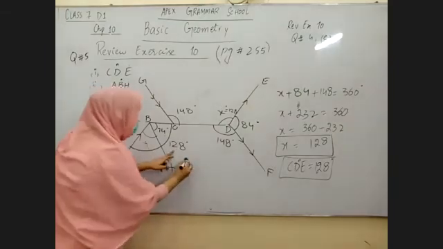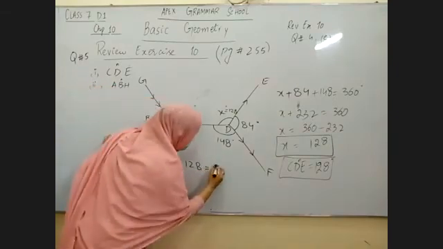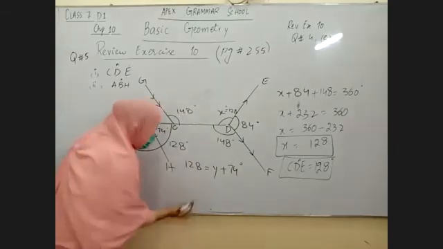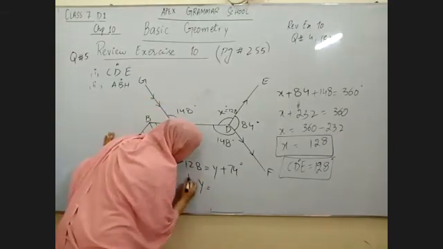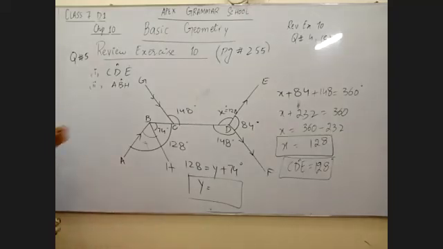So you can see that 128 is equal to y plus 74 degrees. From here you find the value of y, and that will be your answer of question number 5, second part.